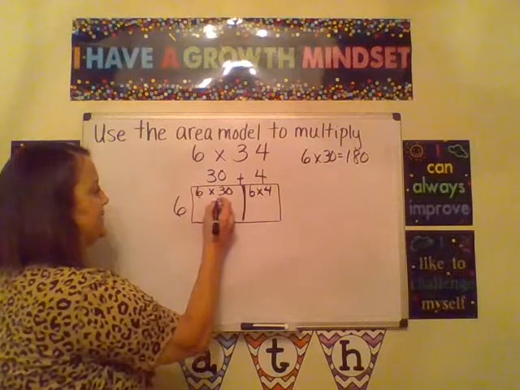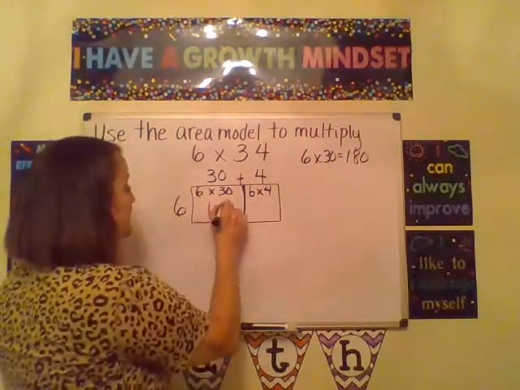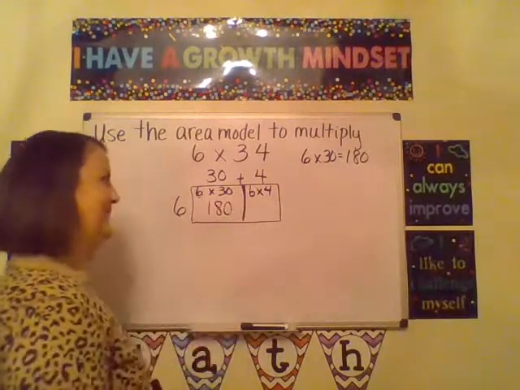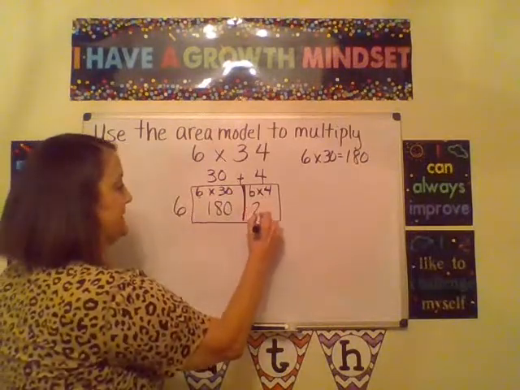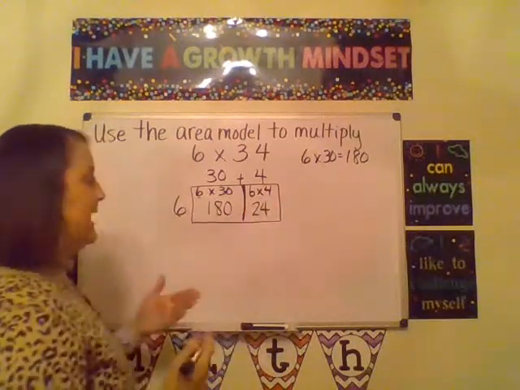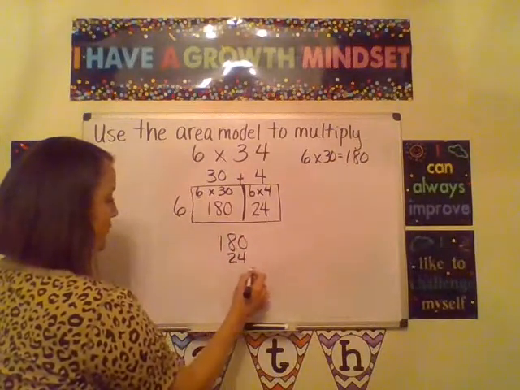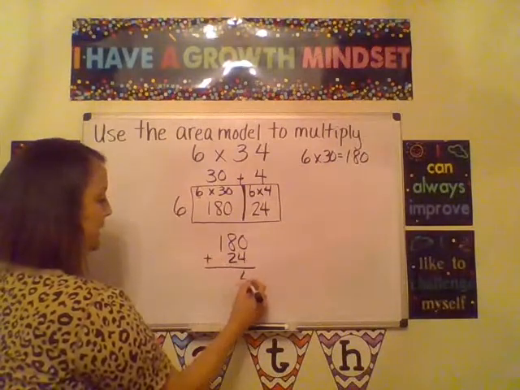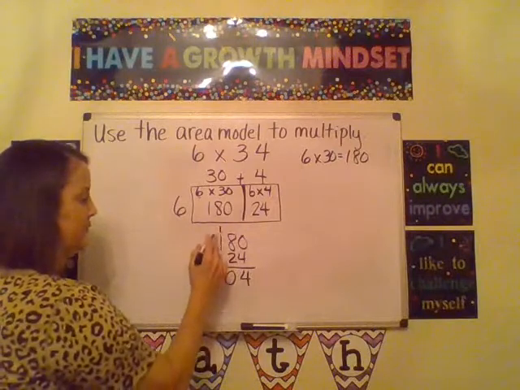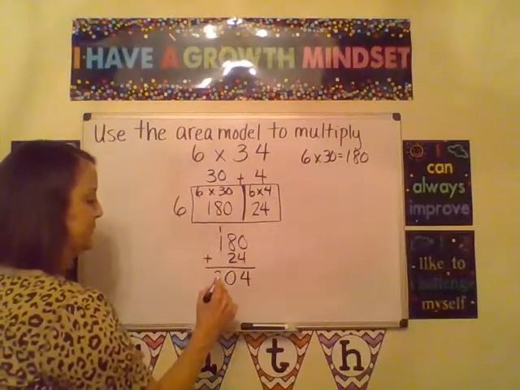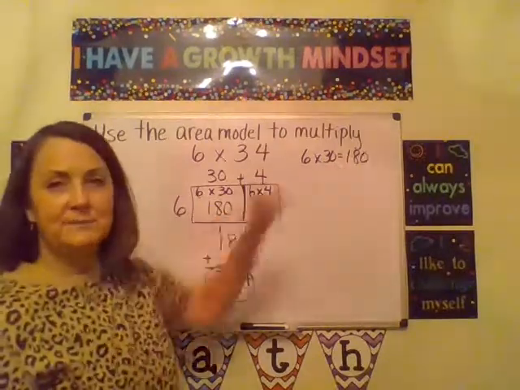So we know that 6 times 3 is 18, and 6 times 30 would be 180. And 6 groups of 4 or 4 groups of 6 is 24. And if we add that up, 180 plus 24, we get 4 ones, 10 tens. We're going to regroup. And then we have 2 hundreds, and that adds up to a total of 204. Let's compare that to our estimation.